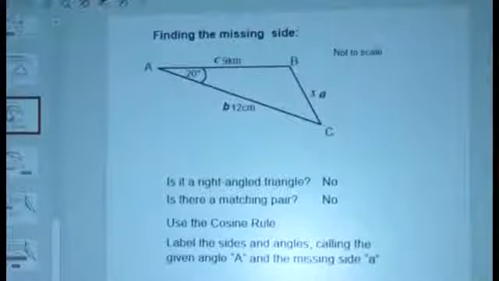Use the cosine rule, label the sides and angle. You should now see the difference between the sine rule and the cosine rule, given angle A and the missing sides.